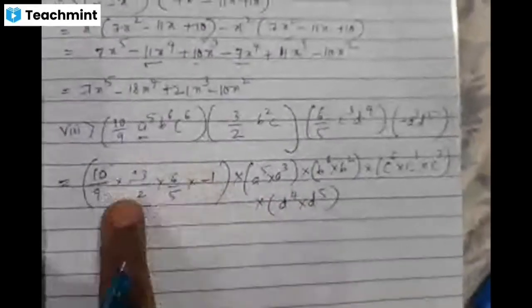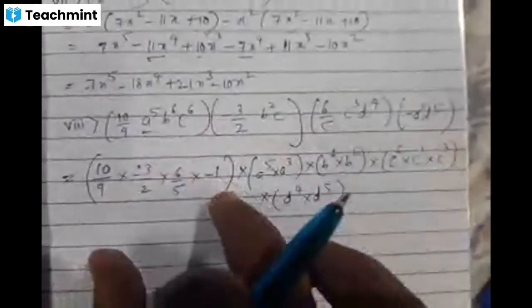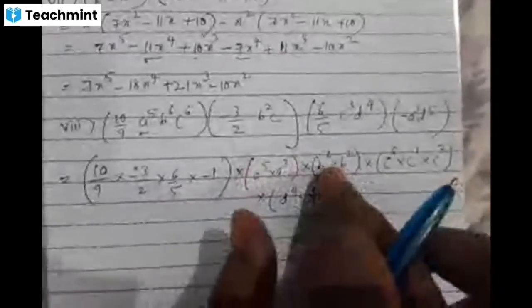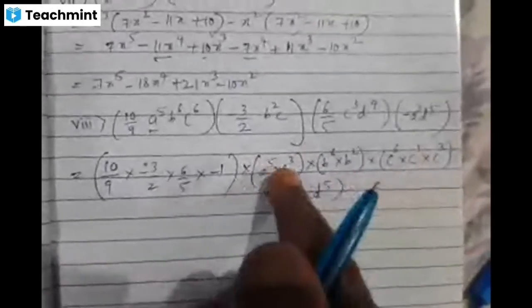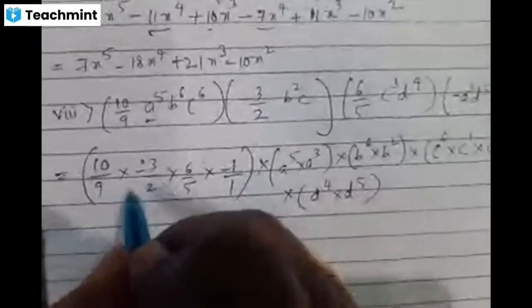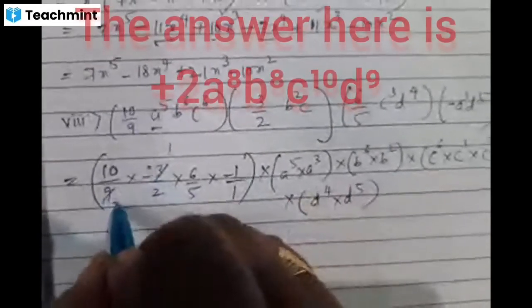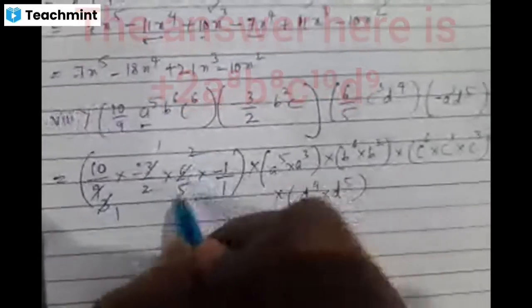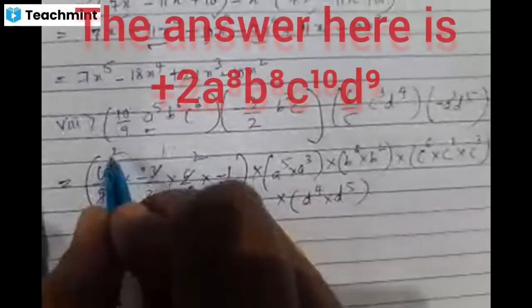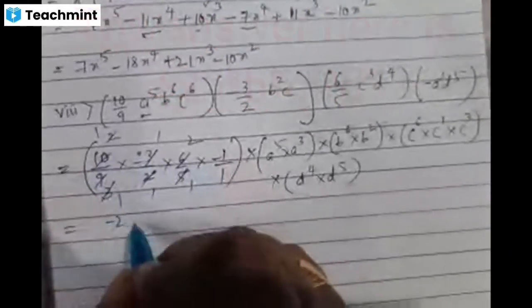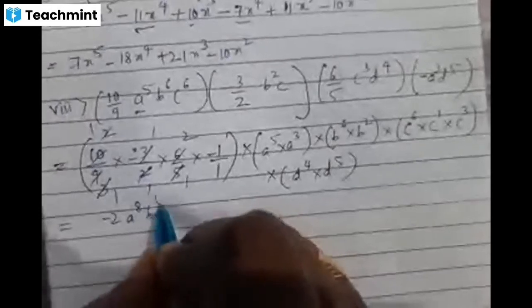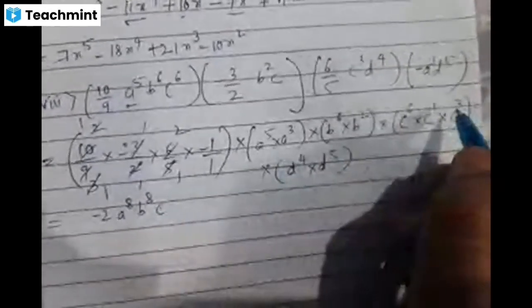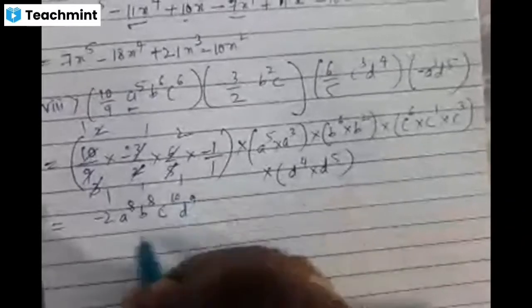In this way, we have multiplied all the monomials by grouping constants, a term, b term, c term and d term. When bases are same, we should add the powers in variables. Whereas in constants, if you can cancel, you can cancel, children. 3 ones are, 3 threes are, 3 ones are, 3 twos are, 5 ones are, 5 twos are, 2 ones are, 2 ones are. So you are left with minus 2, a to the power of 8, b to the power of 8, c to the power of 10 and d to the power of 9.